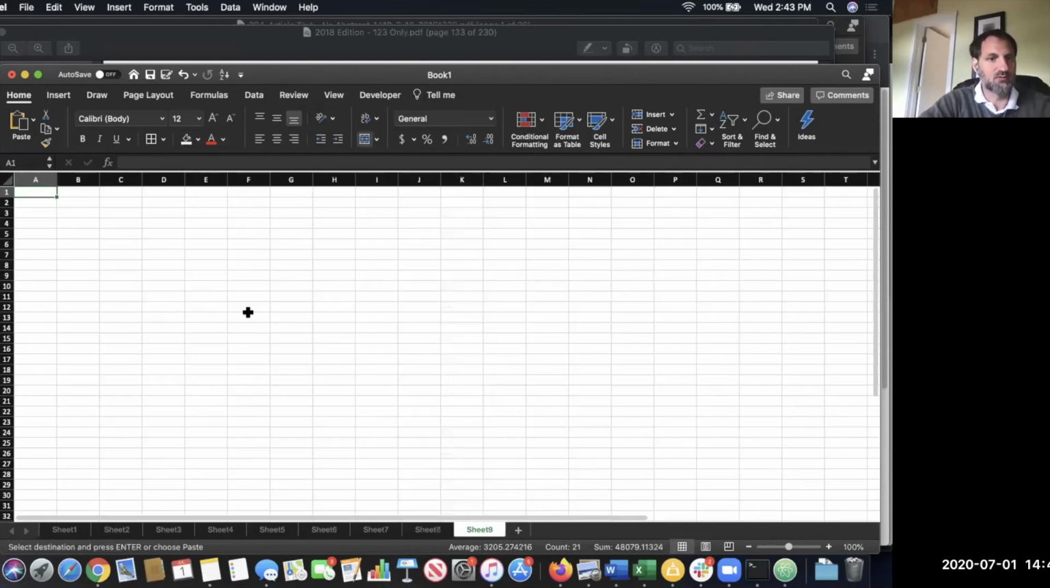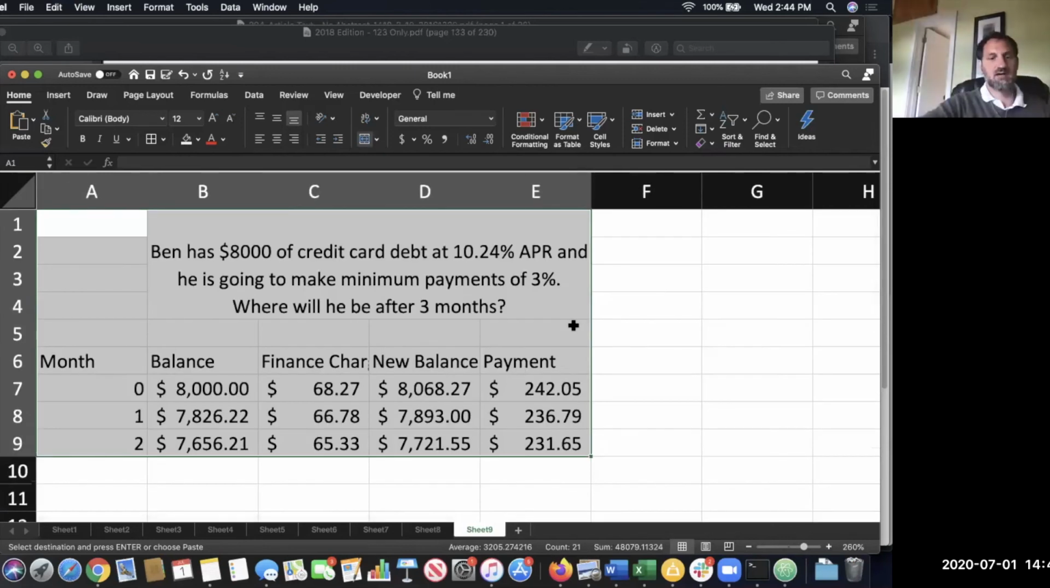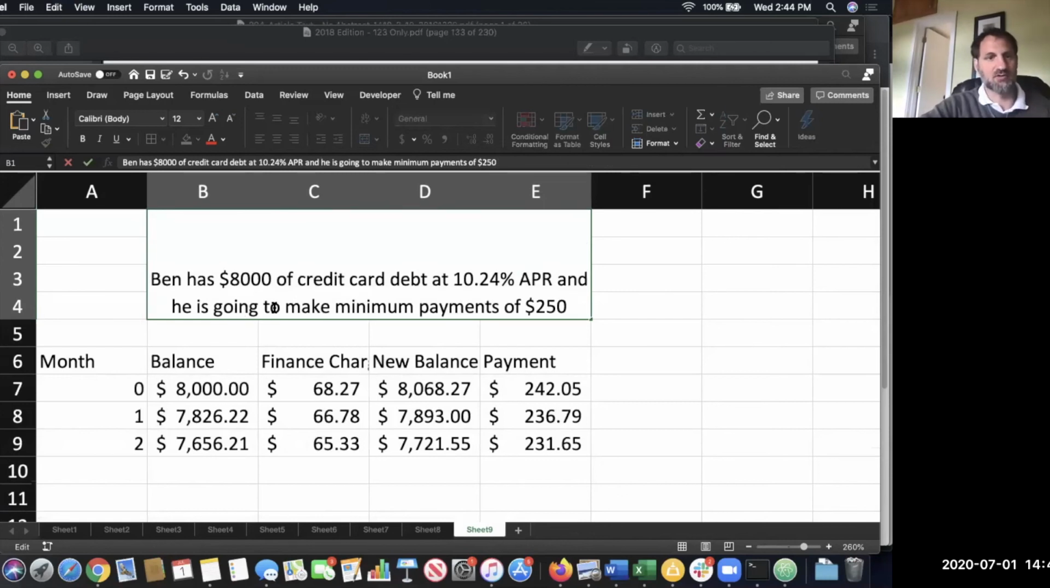This is one of the reasons I wanted you to do an Excel for that big copy and paste and then kind of use the structure. So I'm going to change this question. I'm going to make minimum payments of $250. Forget where am I going to be after 3 months. I'm answering a real life question here. How much interest am I going to have to pay?